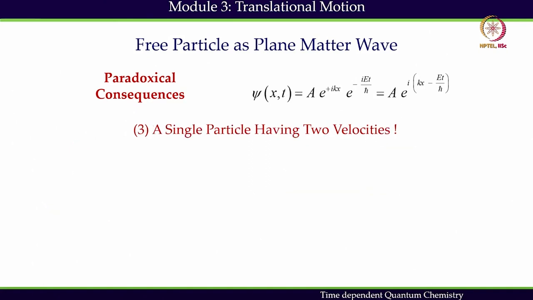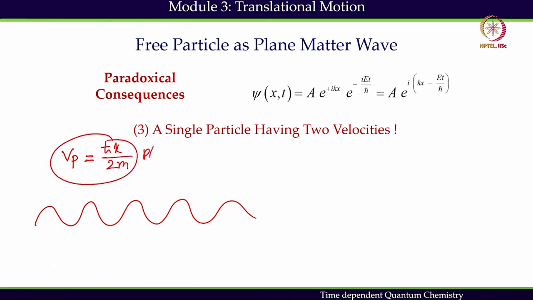The third problem with this solution is the following. We have already explored Vp, the velocity of the particle. We said that the quantum particle is traveling with this velocity Vp. This is my quantum particle, nothing but a wave, a matter wave. And its velocity is ħk by 2m, that is called phase velocity. So, this is the velocity of the particle we are saying.